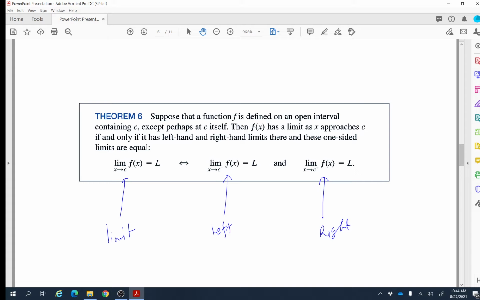The function has a limit when x approaches c equal to L. That is only possible if that function has a left-hand limit and a right-hand limit and both of them are equal. Okay, so this is if and only if: the function has a limit means the function has a left-hand limit and a right-hand limit and they are equal to the limit. If the function has the left-hand limit and the right-hand limit, and if they are equal, only in that case the limit of the function exists.